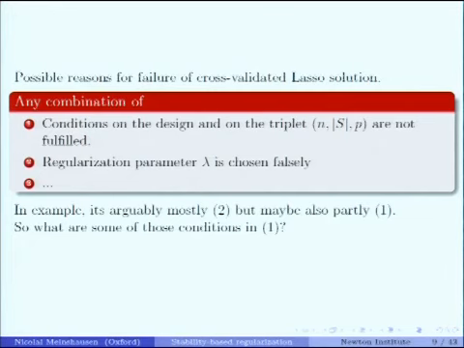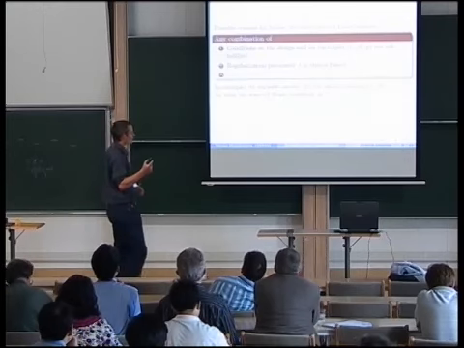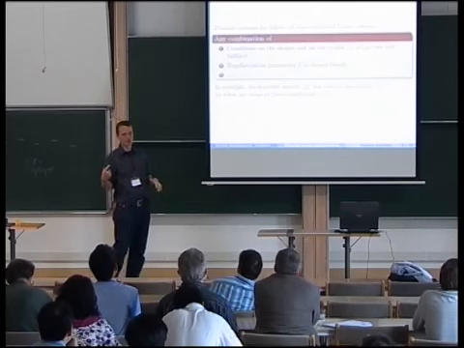And then you can, of course, ask what might cause the failure in this case of the cross-validated lasso solution. There can be a number of reasons. One could be that conditions on the design are not fulfilled. The second one is that picking lambda via cross-validation might not be such a good idea, and it can be shown that it is not. So I think most of the variation we see here can be attributed to having picked lambda by cross-validation instead of doing something else. But the conditions are important as well.